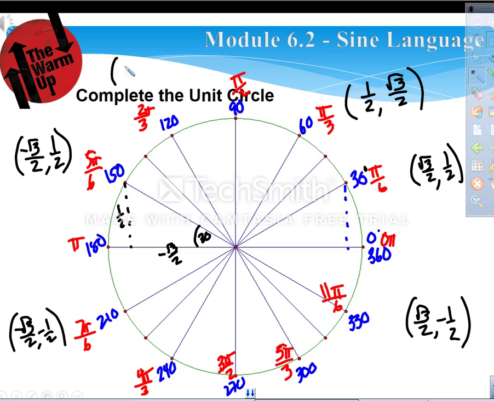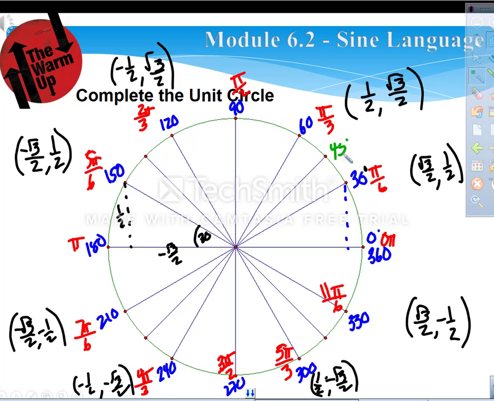So up here, this is going to be negative 1/2, comma positive radical 3 over 2. And then down here, this will be negative 1/2, negative radical 3 over 2. This will be positive 1/2, negative radical 3 over 2. All right, so we got almost everything except for the 45-degree angles. So let's do the 45s.